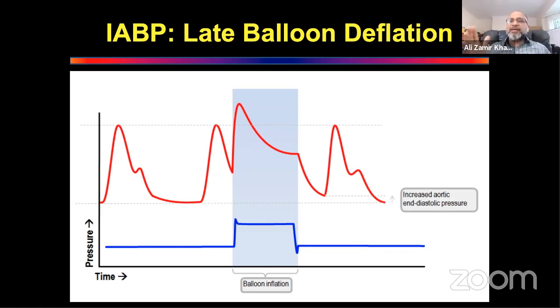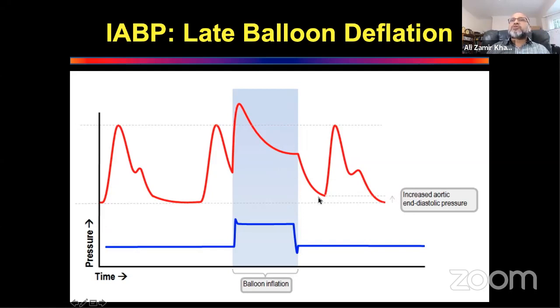The moment you increase the pressure in the aorta, the poor myocardium has to work very hard to overcome the increased pressure. So the myocardium is contracting, but the balloon has not yet deflated, and the pressure is so high in the aorta that it is really having to work hard to push open that aortic valve. So again, a failing myocardium, if you deflate the balloon too late, you're going to make the myocardium work harder. So your aortic end diastolic pressure will go up.